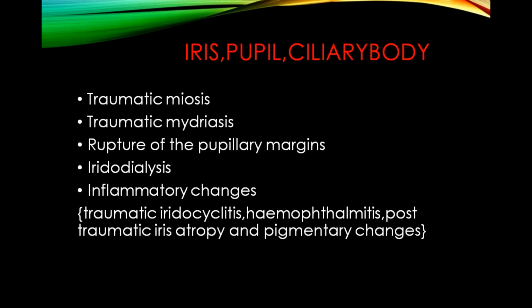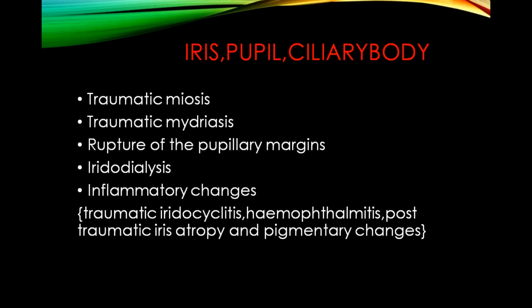Sometimes there can be a sphincter tear. The sphincter muscles can tear and it can lead to mydriasis, meaning the pupil becomes bigger in size. It becomes 5 mm in size, or there is rupture of the pupillary margins, or there can be iridodialysis. Iridodialysis means detachment of the iris from its insertion, the point where it starts from the ciliary body. At that point the iris can get detached. So what will it lead to?